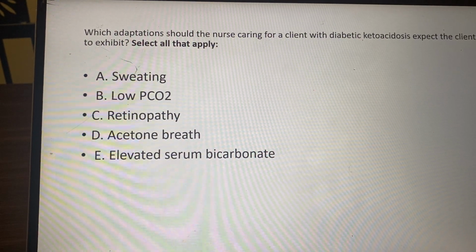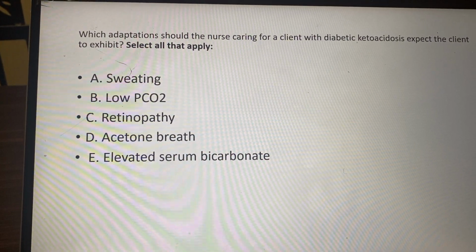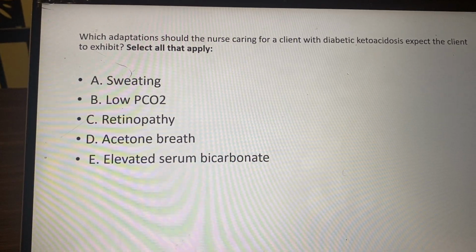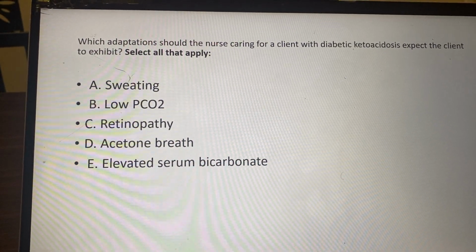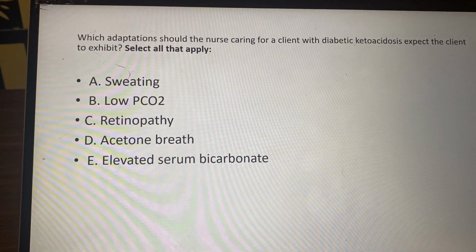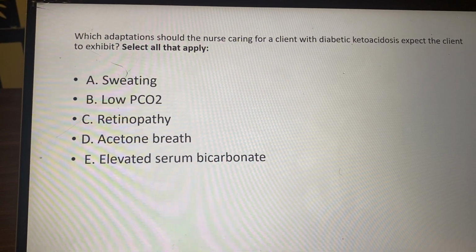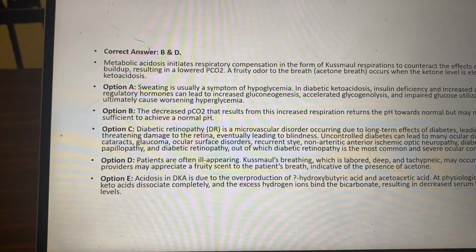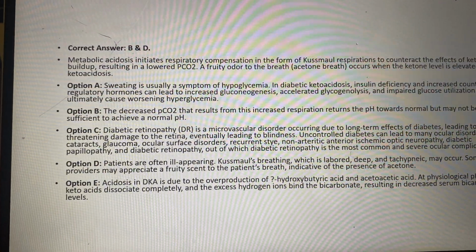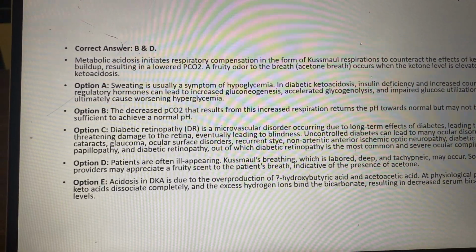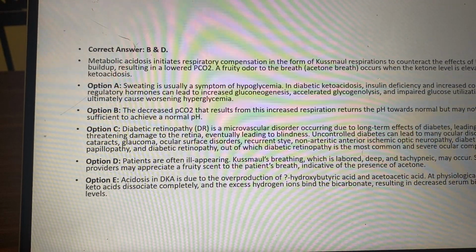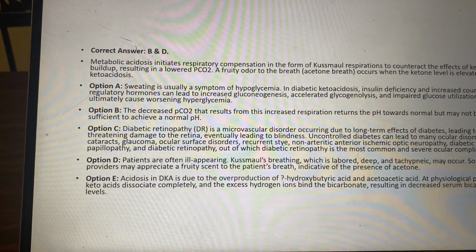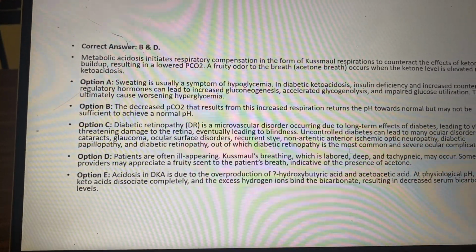And no to elevated serum bicarb, because, again, it's metabolic acidosis. And what's going on is that they have low amounts of bicarb. The body is trying to compensate, though, by blowing off the CO2 and trying to regulate the metabolic acidosis. So our answers are B and D, and you can take a look here, B and D. And again, Kussmaul breathing because of the metabolic acidosis, so they have low CO2. And then sweating, as you can see, is not the answer. Retinopathy is a disease that happens over long-term diabetes. And then you could just look at E on the answers.